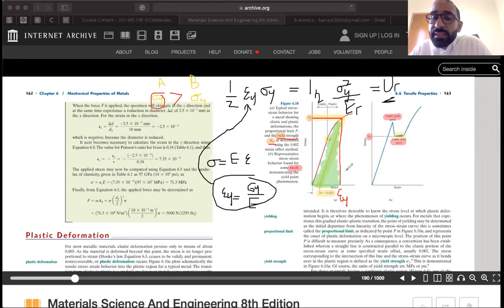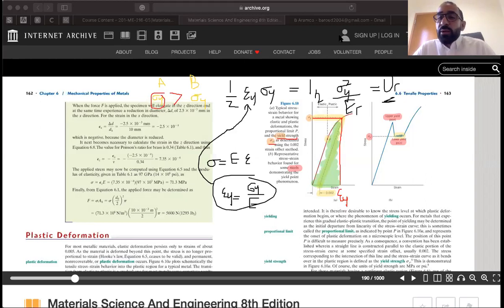Then we can say half of the base times the height. That will allow us to come up with this equation that we can use in order to calculate the amount of energy absorbed. Then sigma y is a very important value, the yield strength. Now, what else can we talk about?